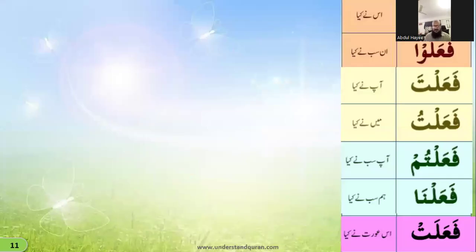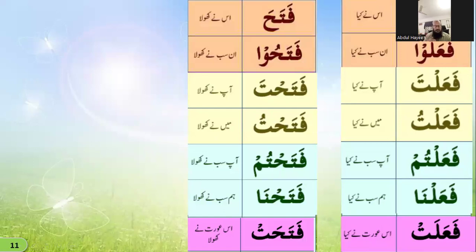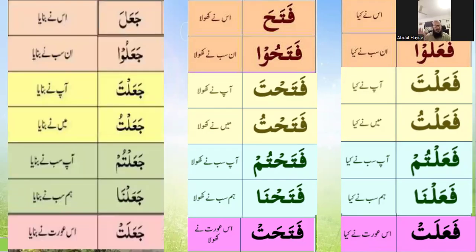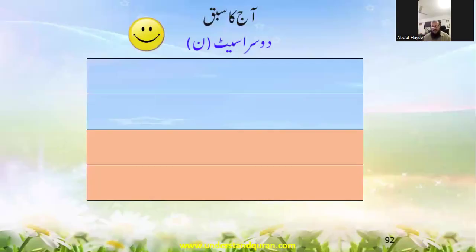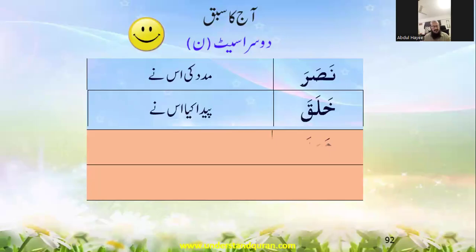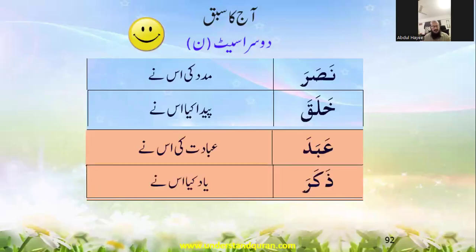Let's have this drill. We did fa'ala, fa'alu, fa'alta, fa'altu, fa'altum, fa'alna, fa'alat. Fataha, fatahu, fatahta, fatahtu, fatahtum, fatahna, fatahat. Ja'ala, ja'alu, ja'alta, ja'altu, ja'altum, ja'alna, ja'alat. In the second set, we have four more verbs: nasara, khalaqa, abada, zakara. Nasara, he helped; khalaqa, he created; abada, he worshipped; zakara, he remembered.